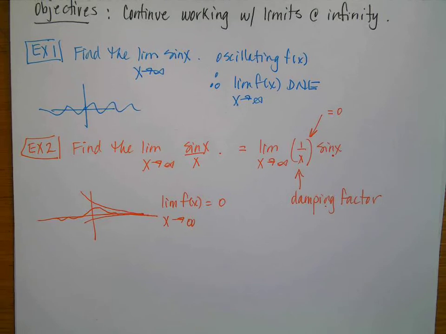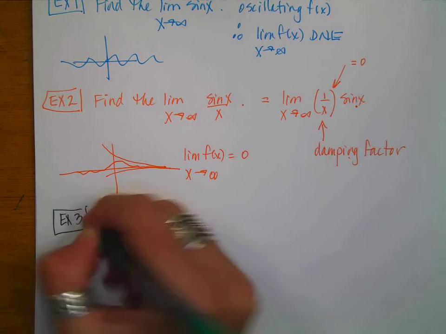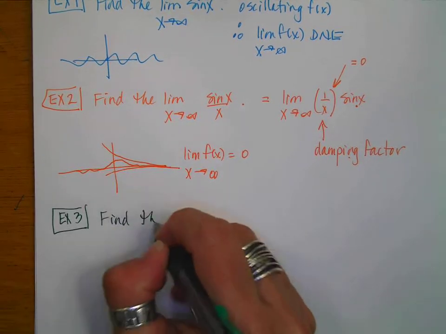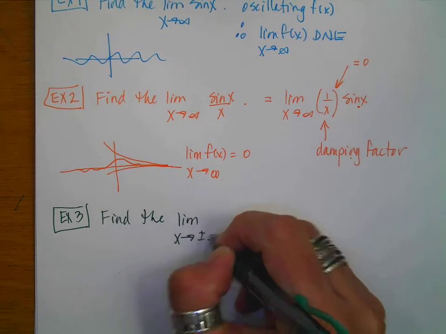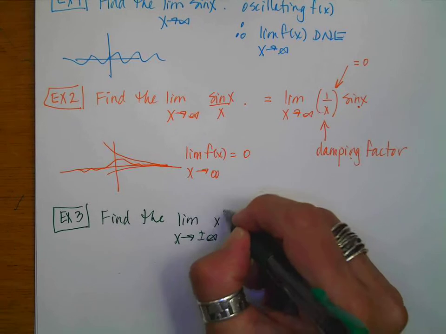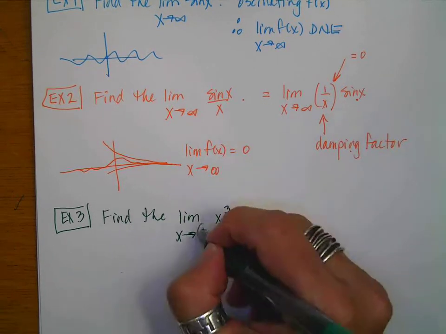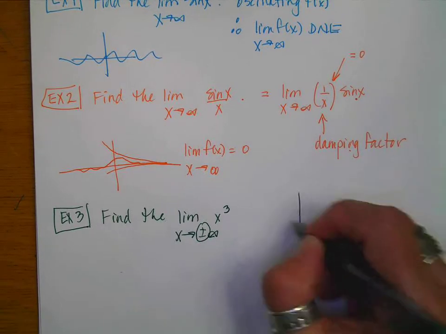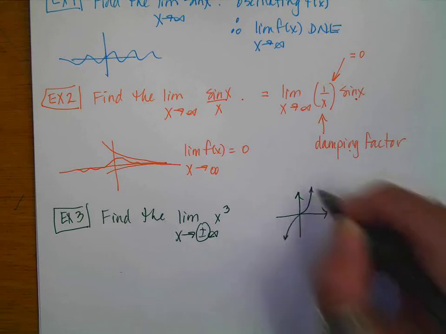Alrighty, let's move on to our next example. We'll do example number 3. Move up so you can see. Example number 3 says find the limit as x approaches plus or minus infinity of x cubed. This is kind of an interesting situation, and primarily it's because of the additional caveat. So if we think about the graph of x cubed, it looks like this.